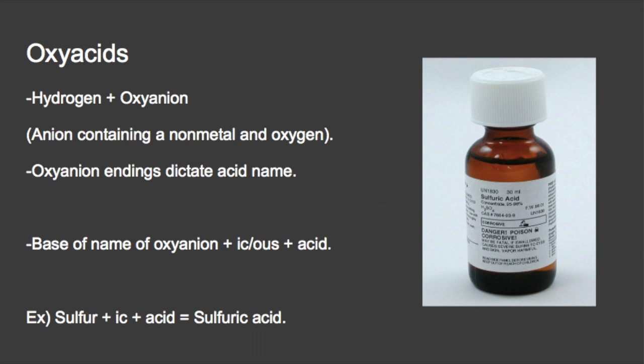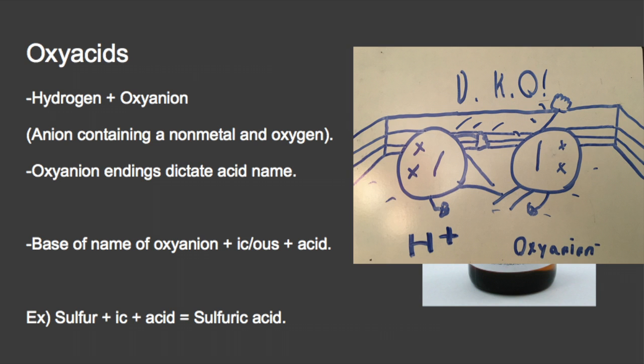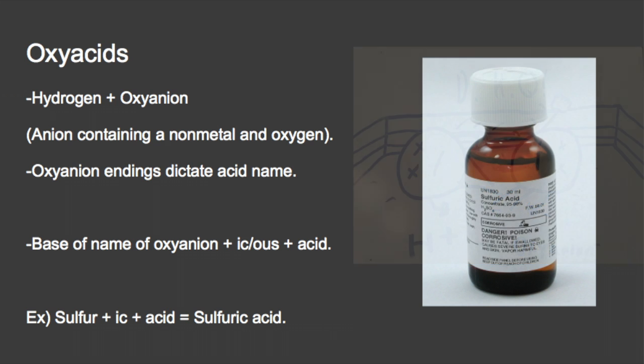One last thing is that the number of hydrogen ions depends on the charge of the oxyanion. The acid must always have a neutral charge, so the amount of hydrogen ions and the charge of the oxyanion have to cancel each other out.